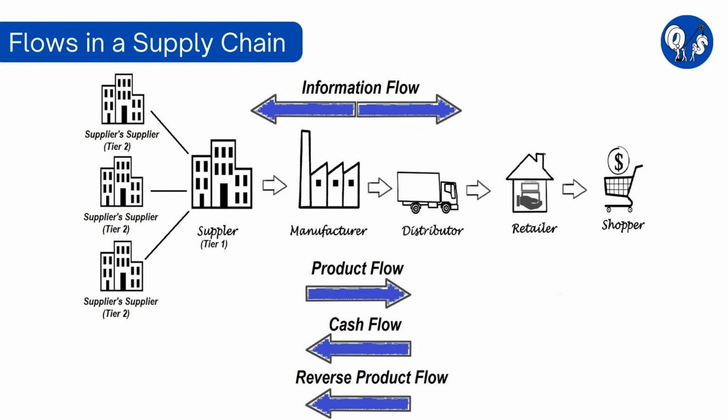Product flow is quite a simple concept. If you are a manufacturer or service provider and you have produced a product or a service, then obviously it will go downstream for sales purposes through various intermediaries like distributors or wholesalers, etc.